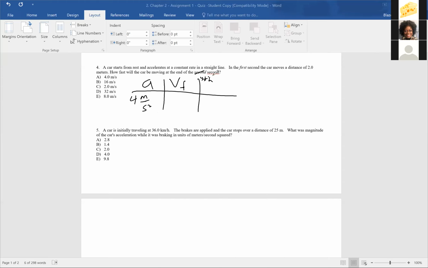So the final speed after the 4th second, we got 4, 8, 12, 16 meters per second at the end of the 4th second. So I pulled that problem out to use it in the quiz, because I wanted to explain to you what this means in every instance. Okay, very good. Any questions?